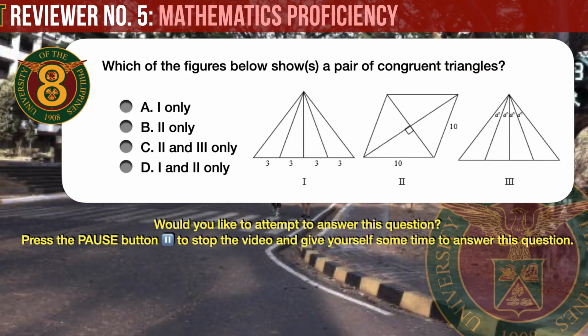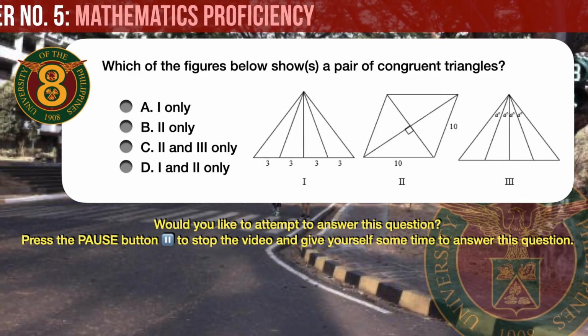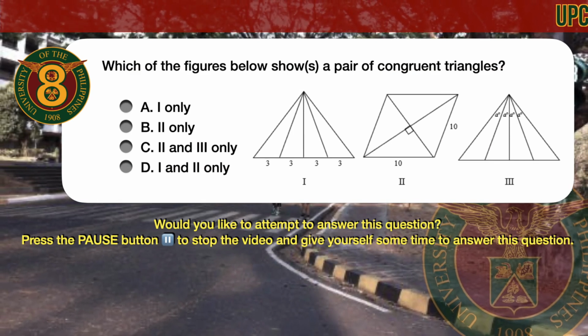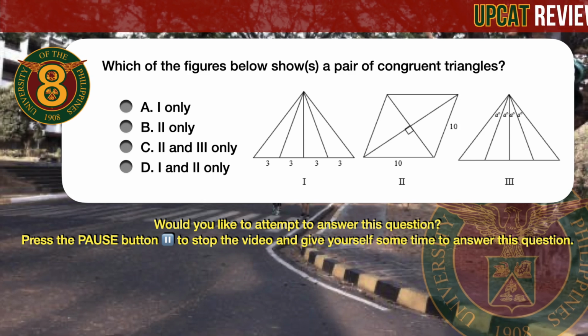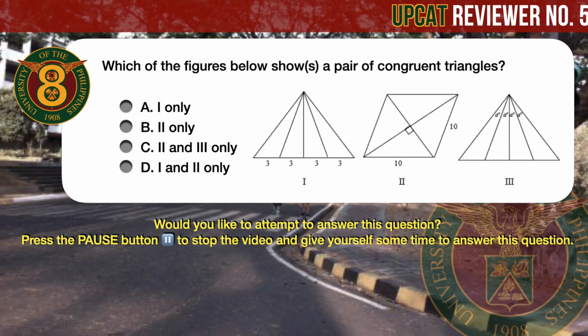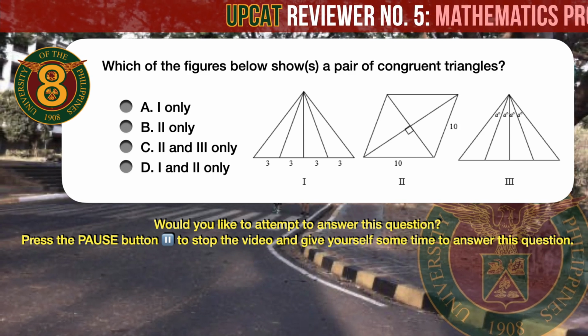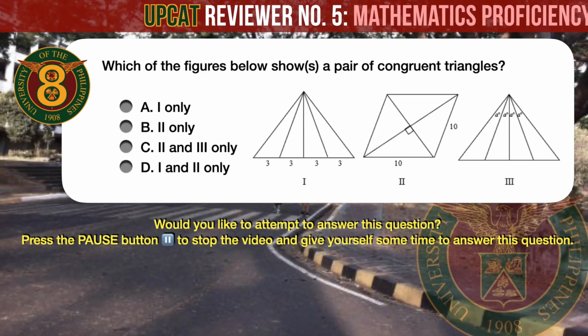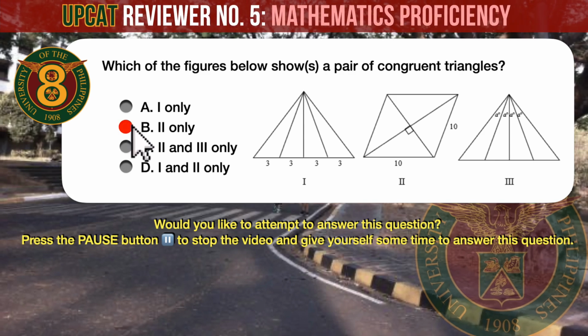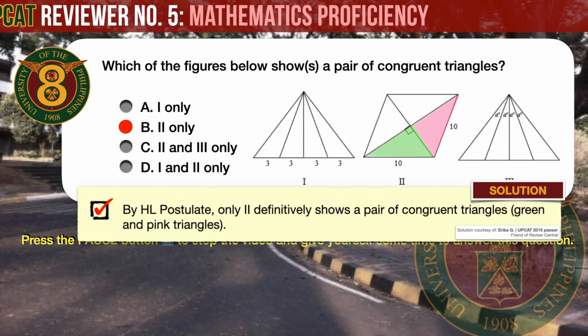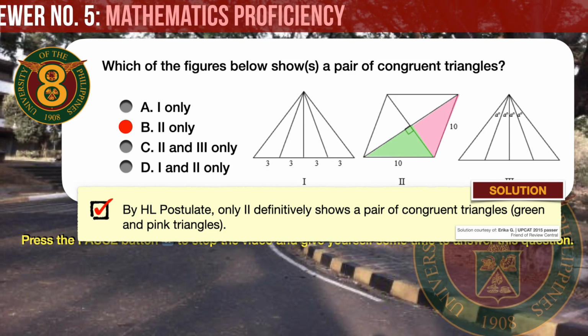Question number 8. Which of the figures below shows, or show, a pair of congruent triangles? A. 1 only. B. 2 only. C. 2 and 3 only. D. 1 and 2 only. The correct answer is B. 2 only. Recall congruent triangles and similar triangles in your geometry.